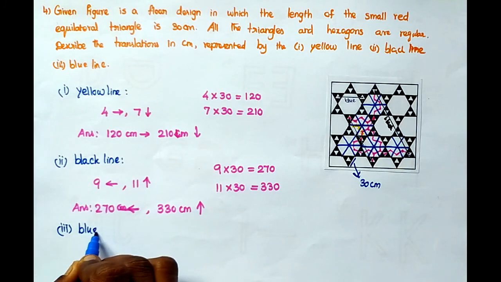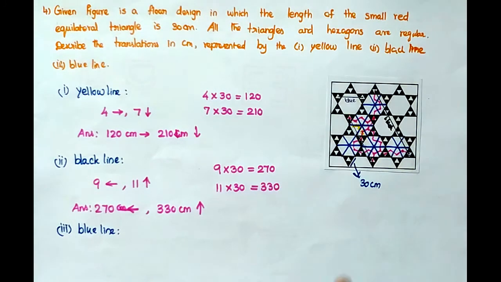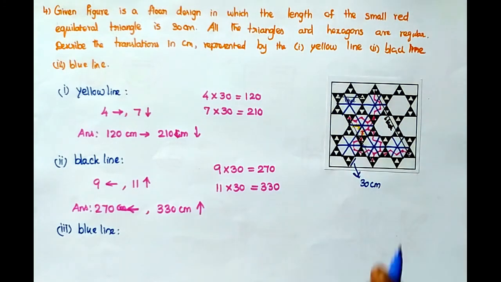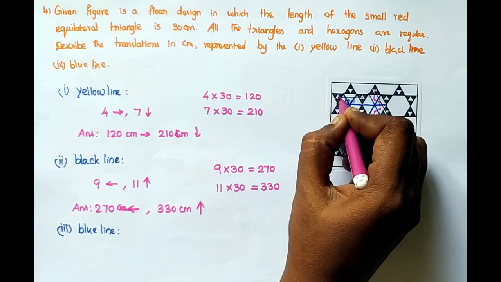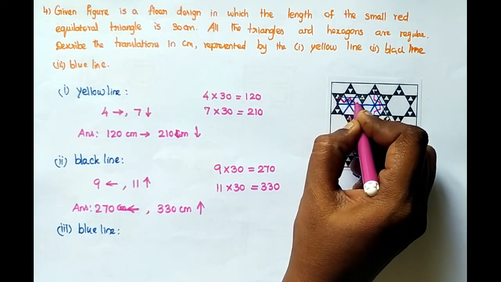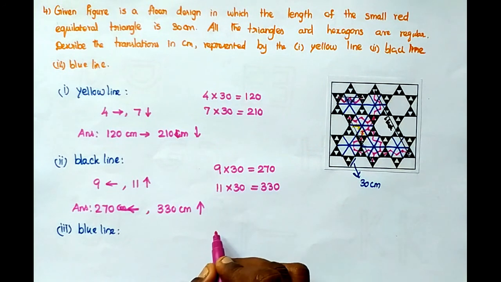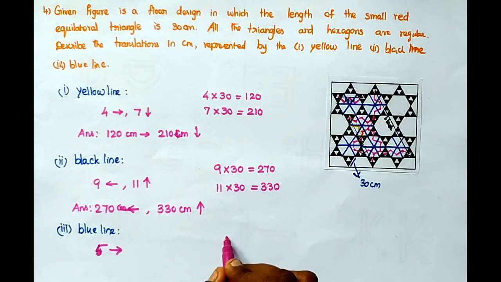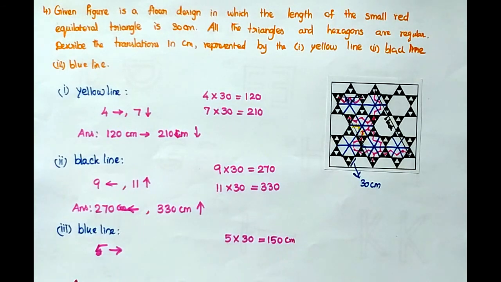Here the blue line. So first draw the triangle. Then 1, 2, 3, 4, 5. So 5 moves right side. 5 into 30, 150. Answer: 150 centimeter right side. That is the answer.